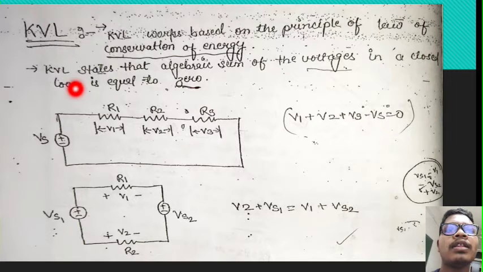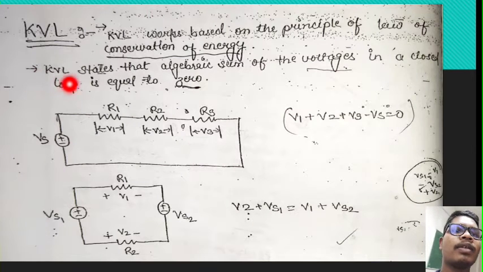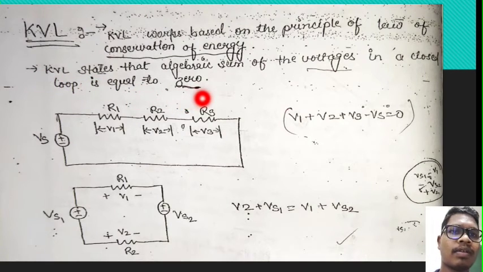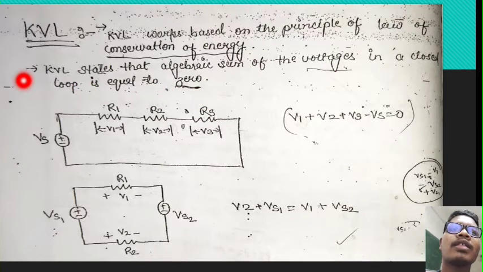KVL is Kirchhoff's voltage law, which is also known as the conservation of energy. The actual definition of KVL is: KVL states that the algebraic sum of voltages in a closed loop is equal to 0. Please remember that definition so that you will be able to write it in your university exam question paper. This may also be asked as an MCQ type answer. So this is the definition.